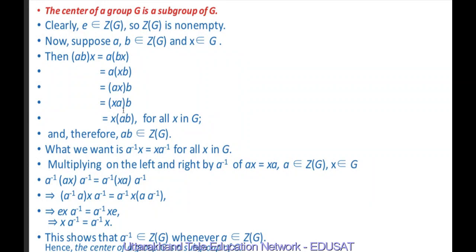But X is an element of G, and we know that every element of ZG commutes with every element in G. Therefore, AB belongs to ZG.